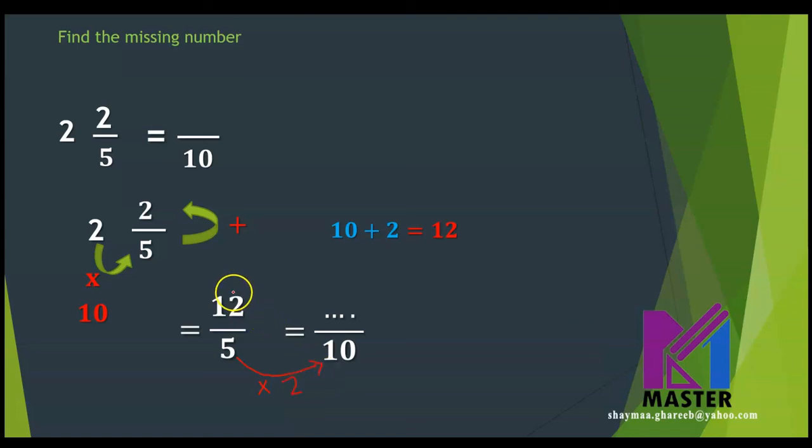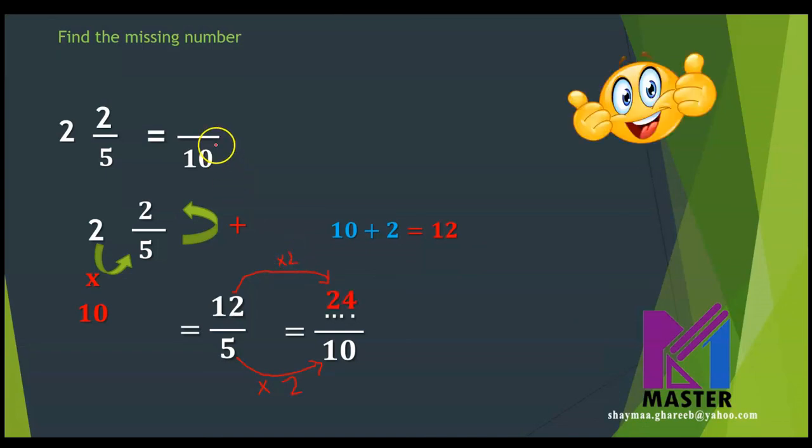So the 5 is multiplied by 2 to get the 10. Is it clear? So now I will do exactly the same with the 12. I will multiply it by 2. 12 times 2, or double 12, is 24. So the missing number up will be 24.